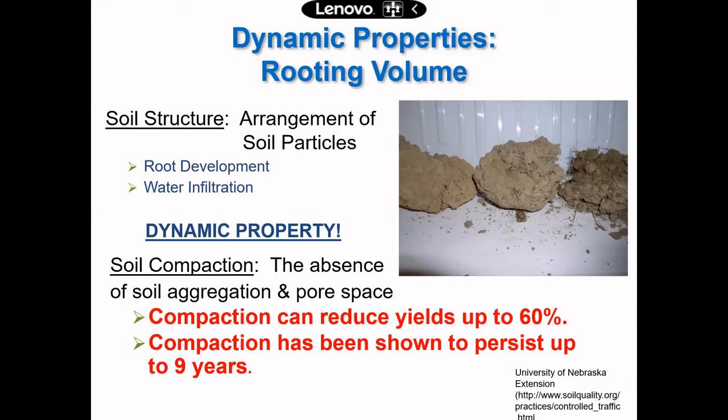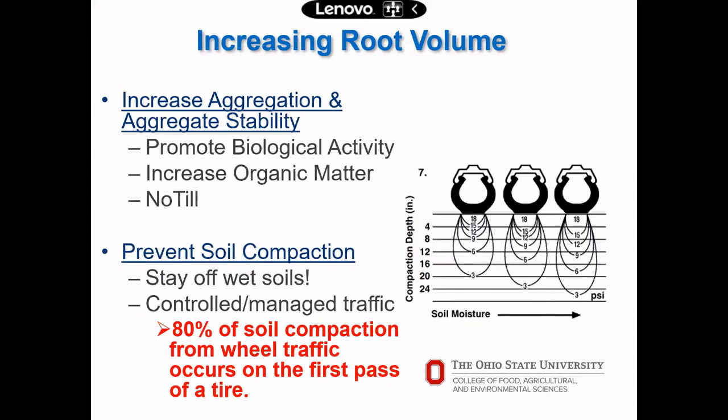Here's just some information about some of the dynamic properties of rooting volume in our soil. The arrangement of those soil particles has a big impact on root development and water infiltration. The biggest thing that you need to know is that compaction can reduce your yields up to 60%, and that compaction has been shown to persist for up to 9 years. And really, soil compaction is the absence of soil aggregation and pore space. We'll show you a little bit more of the science on that in just a little bit.